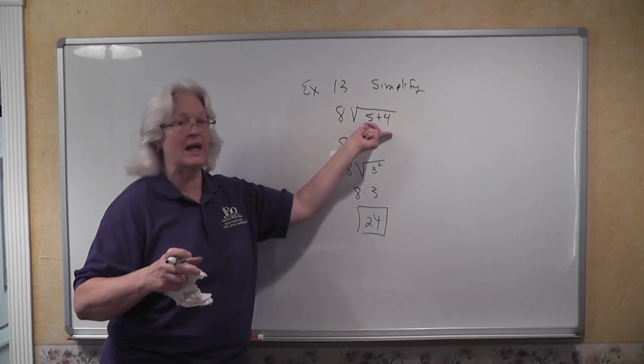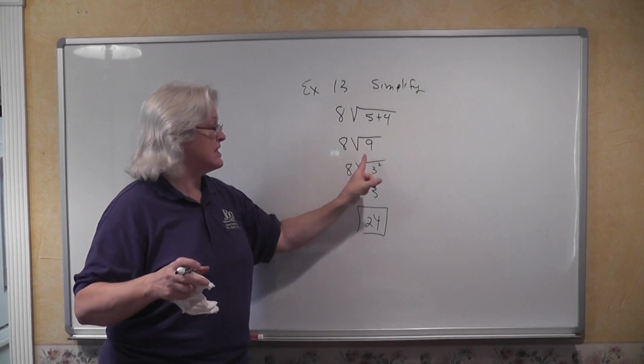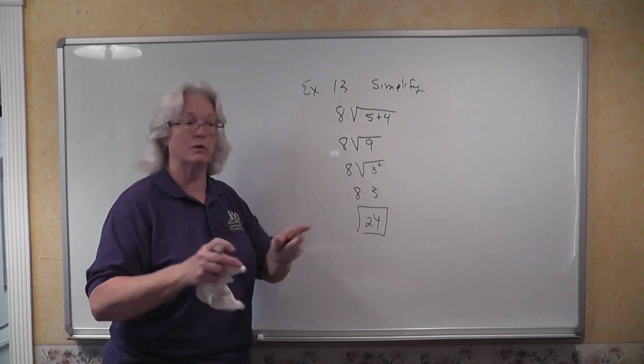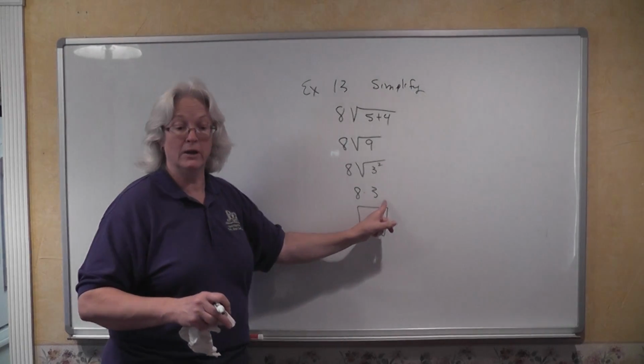All we did here was use this radical symbol as a grouping indication to say first we've got to add 5 and 4 together, because then we end up with 9, and we know that 3 times 3 is equal to 9.